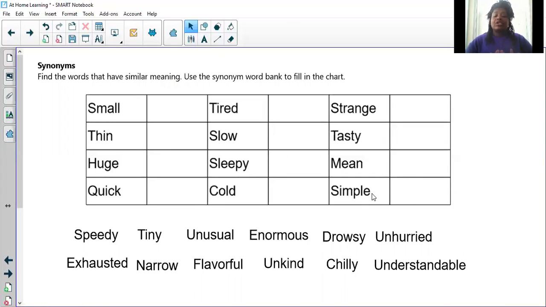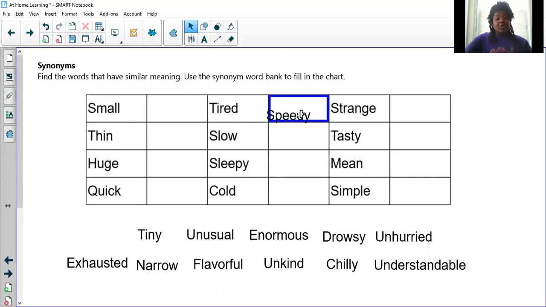And then I also like to start with my word bank. I don't like to start exactly where the small is. I like to start where my word bank is and fill it in as it goes. And it's not necessarily in order, but that's just how Miss Bobbitt likes to do hers. So when I start off with speedy, I'm gonna pull my word up here. Speedy, small, no. Speedy, thin. Speedy, huge. Quick and speedy, yes. That means the same thing.